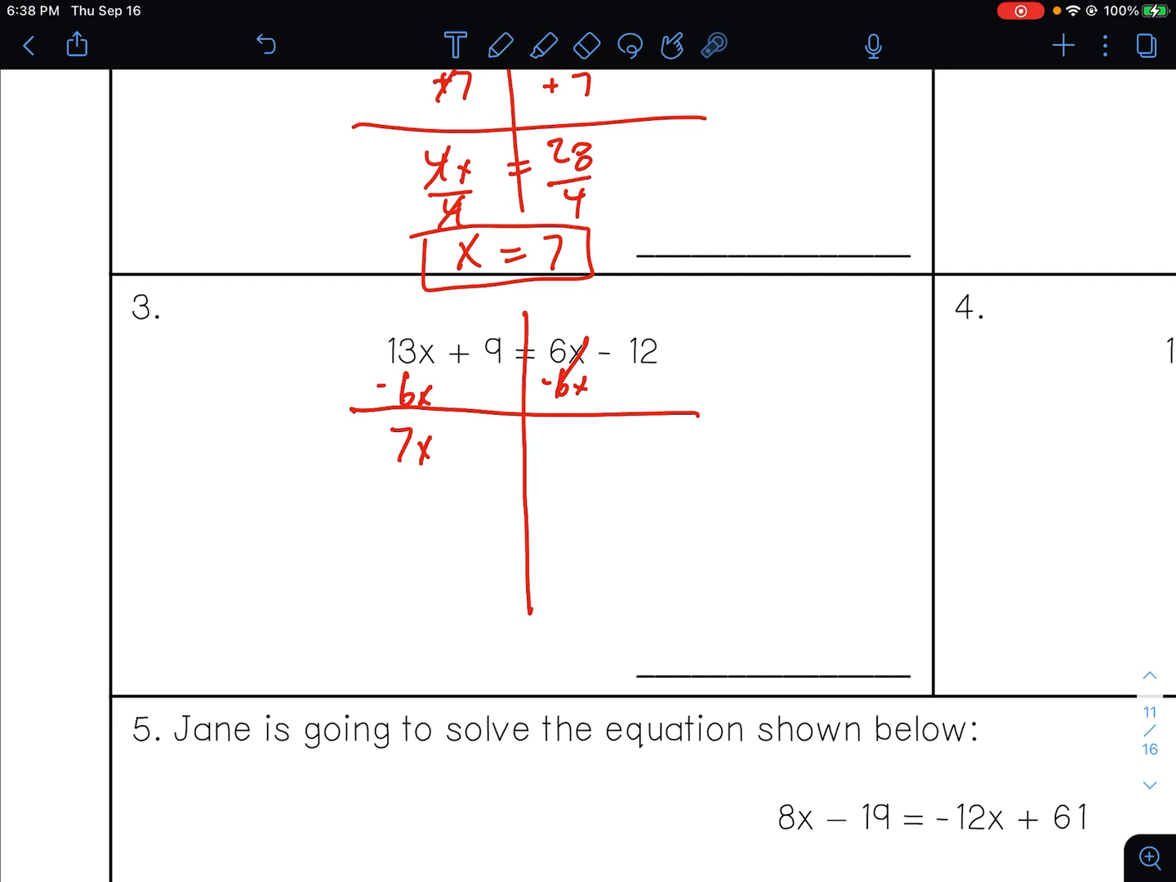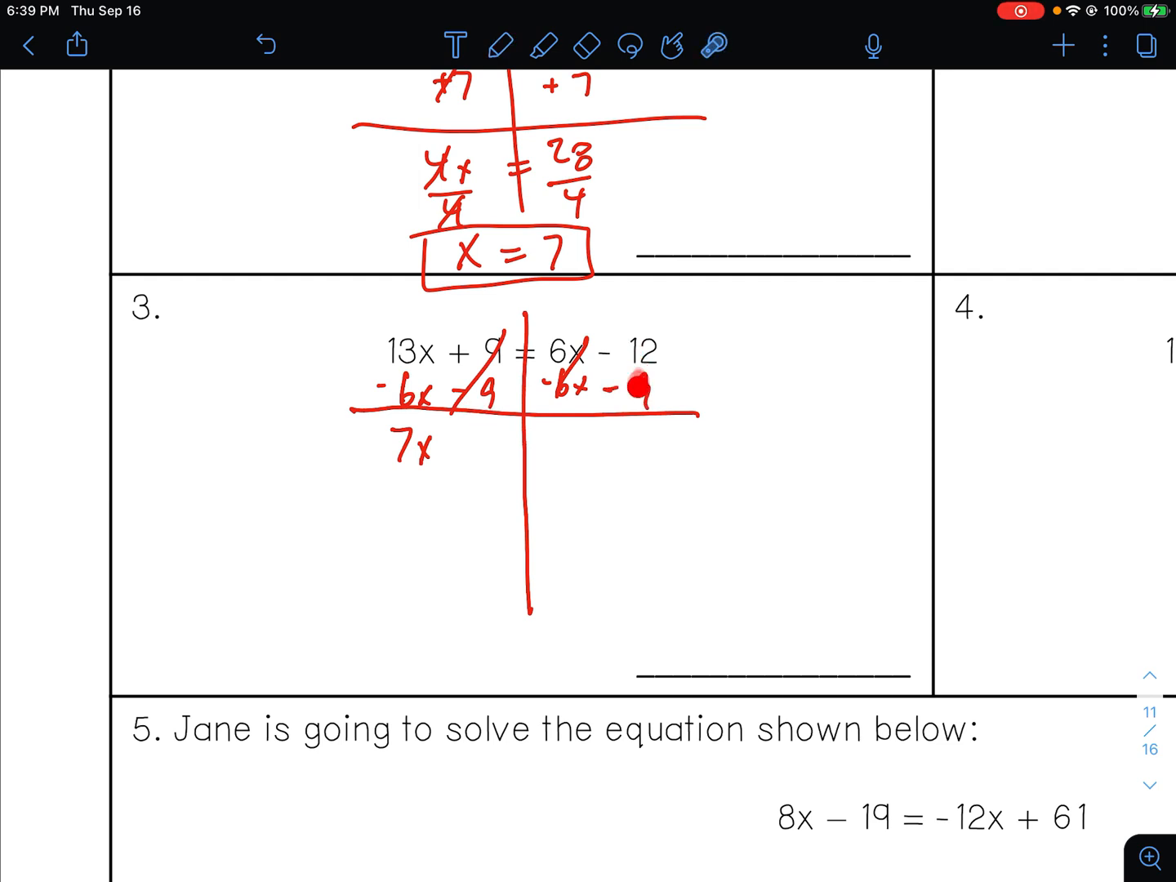I already know that my variables are all on the left side, right? Which means you want all your constants on the right side. Because I want my constants on the opposite side, I know I want to get rid of this plus 9 right here. So I'm going to preemptively just say, hey, minus 9. That cancels that out. But whatever I do on one side, remember, I do to the other, minus 9.